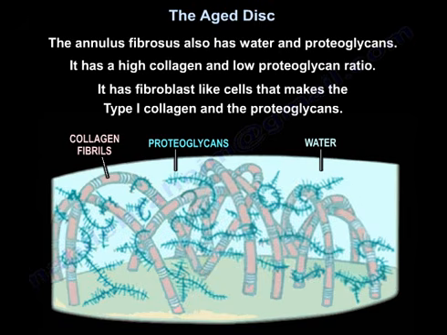So the annulus fibrosus also has water and proteoglycans. It has a high collagen and low proteoglycan ratio. It has fibroblast-like cells that make the type 1 collagen and the proteoglycans.